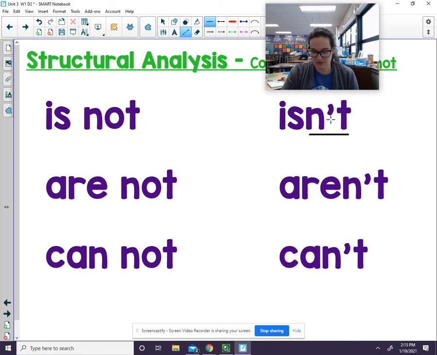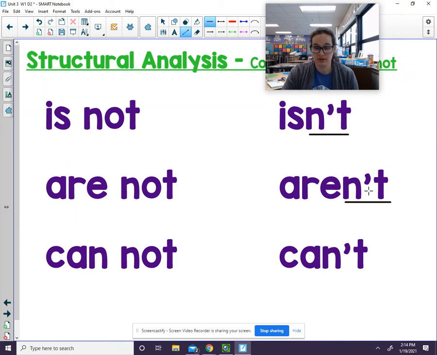The apostrophe stands for the letter O in not. Take a look. The O is not here. That's what the apostrophe stands for. The letter was removed when the contraction was formed. Let's take a look at this one. Are not. The contraction is aren't. Notice N apostrophe T. The apostrophe stands for the letter O that was removed.